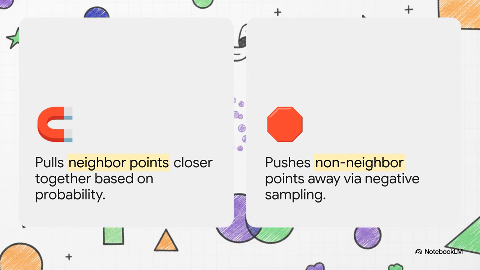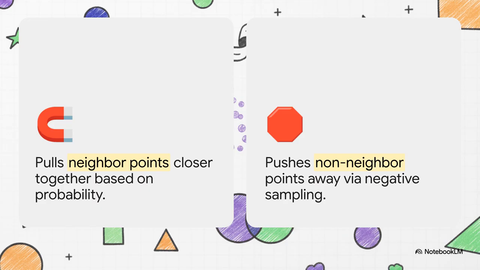So, the crucial point is how it physically minimizes that difference. I want you to think of it entirely as a game of physics, a literal push and pull. Within UMAP's cost function, there are two distinct forces. First, we've got attractive forces. If 2 points are neighbors in the big space, UMAP uses attractive forces to pull them closer together in the small space. Then we have repulsive forces. UMAP pushes non-neighbor points away from each other.